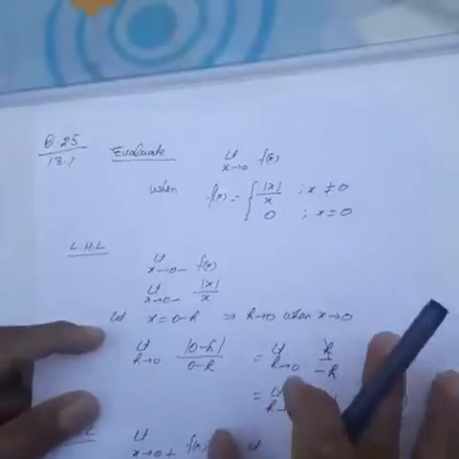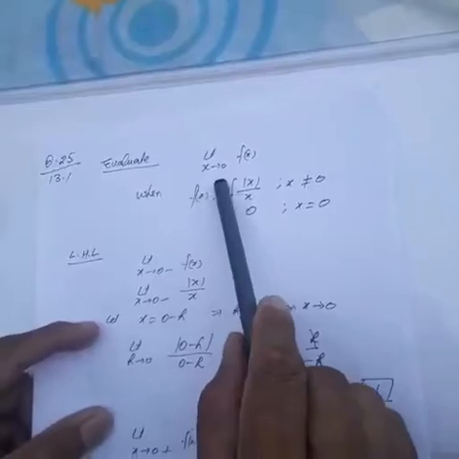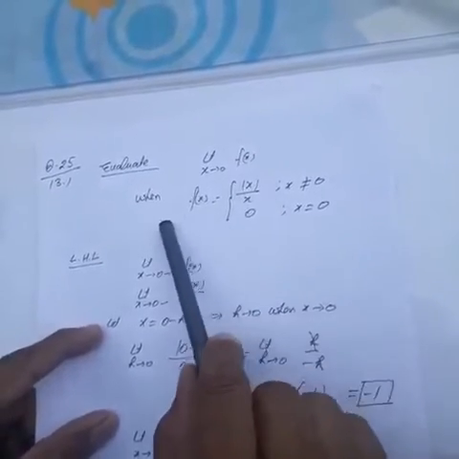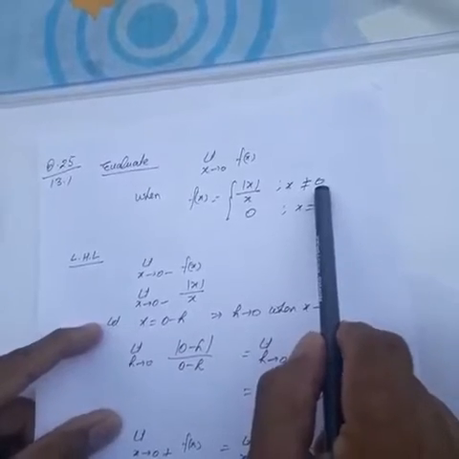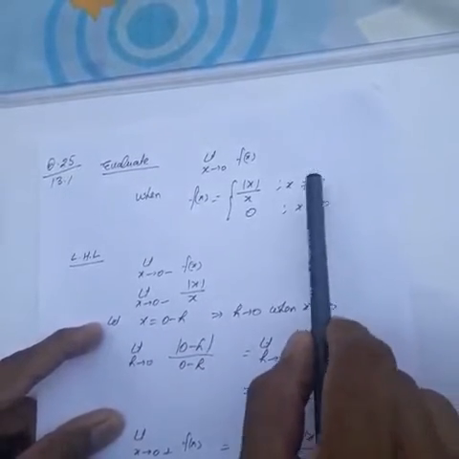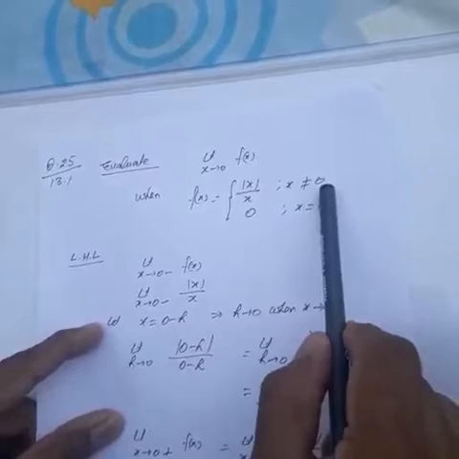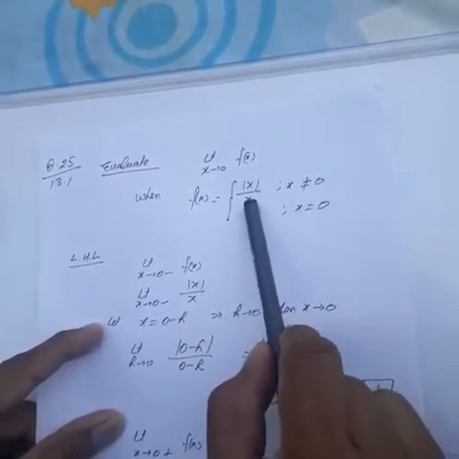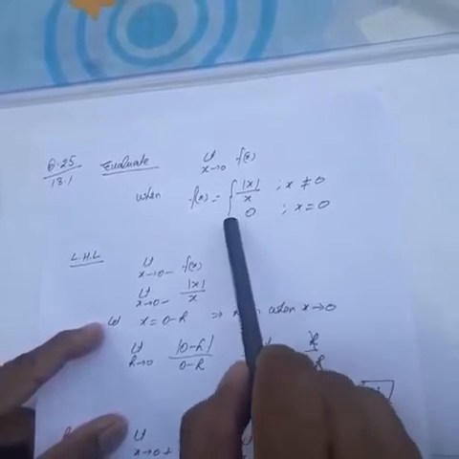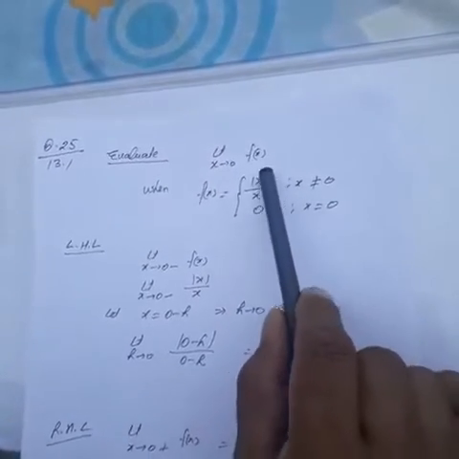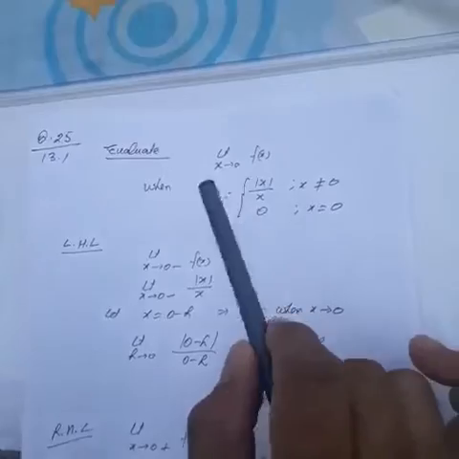Move on to question number 25. Evaluate limit x tends to 0 of f(x), where f(x) is mod of x upon x when x is not equal to 0. It means for less than 0 and for more than 0, we will take this function for the left hand limit and for the right hand limit also. At x equal to 0, f(x) is 0. So we have to evaluate the left hand limit and right hand limit.